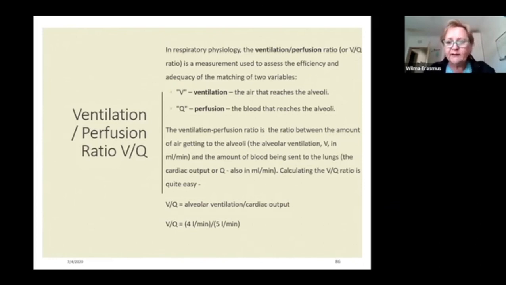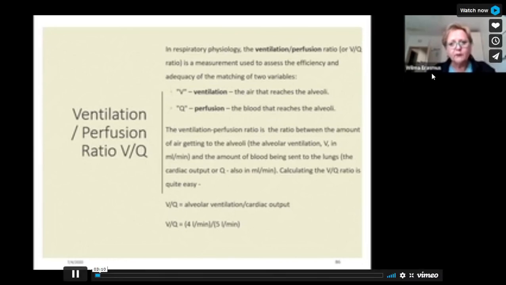And so when you're calculating, it's quite easy. You just take VQ, so it's your alveolar ventilation divided by your cardiac output. So your alveolar ventilation will be about 4 liters per minute. It all depends on what the patient gets. And then the cardiac output is 5. And you just divide it, and then you get your VQ ratio.